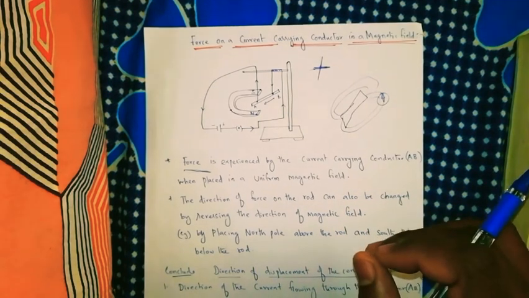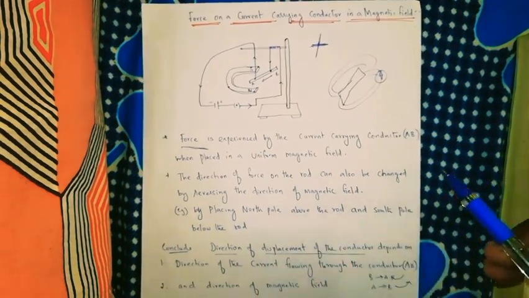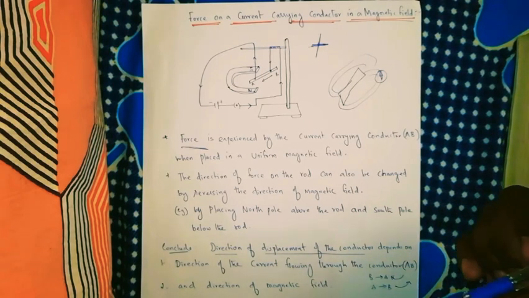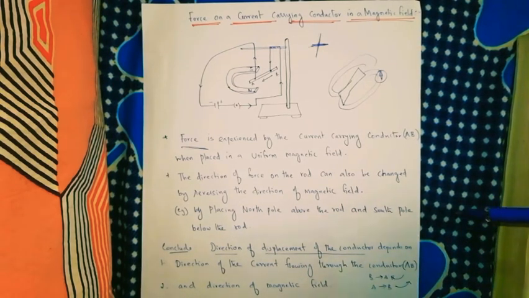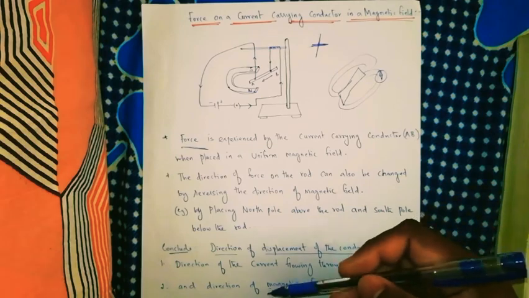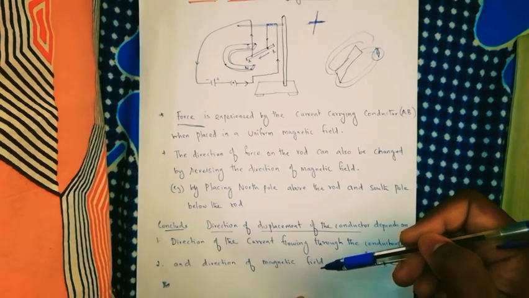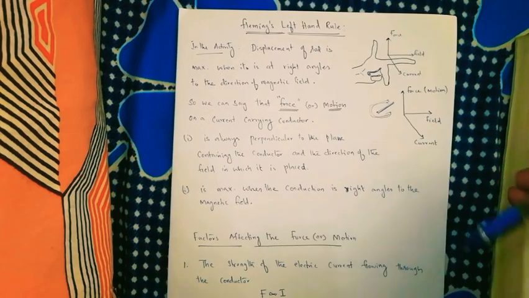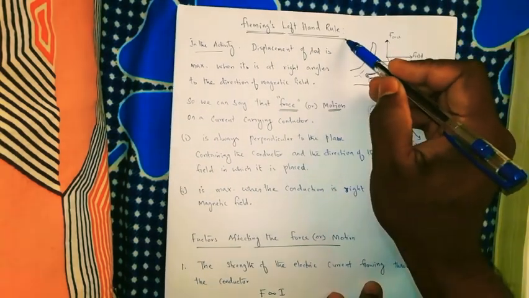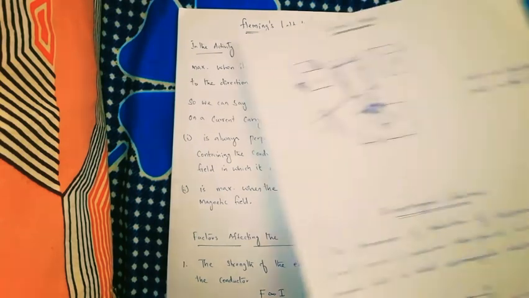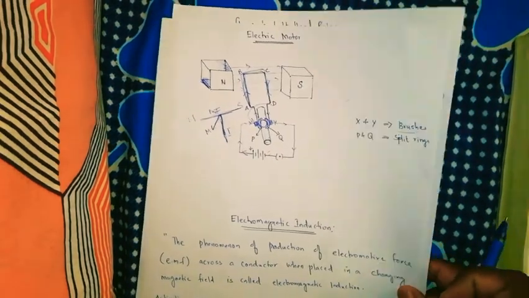So always keep it in your mind that the direction of the displacement of the conductor depends only on the direction of the current flowing through the conductor and the direction of the magnetic field. These are very important things you have to know, and Fleming's left hand rule and electric motors are very important questions in this topic.